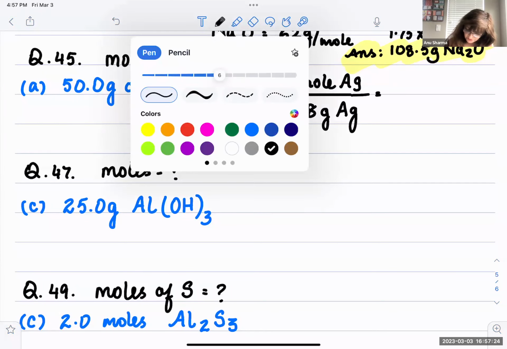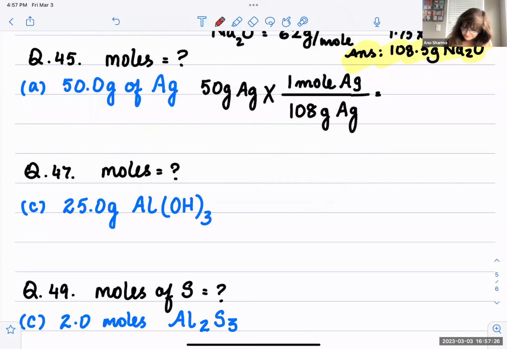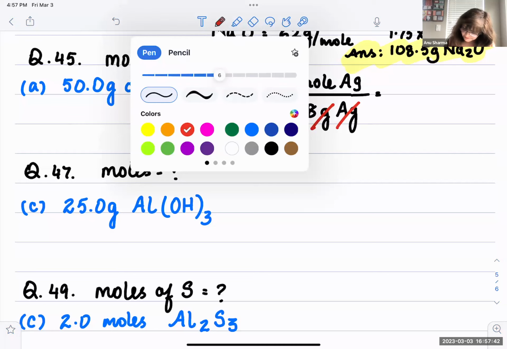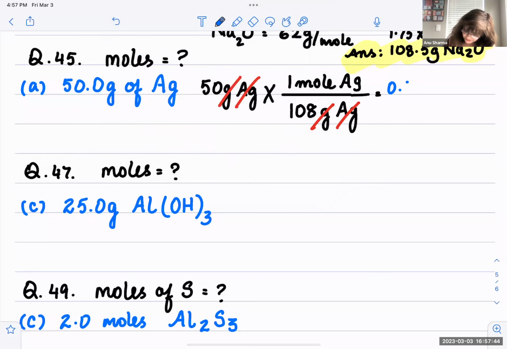And so here you are going to cancel out the grams of silver and grams of silver. So now you have 50 divided by 108, and that is equal to 0.462. So the answer is 0.462 moles of silver. And this is the answer. Okay.